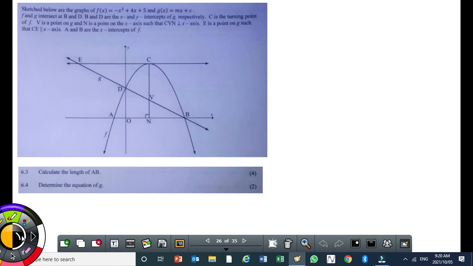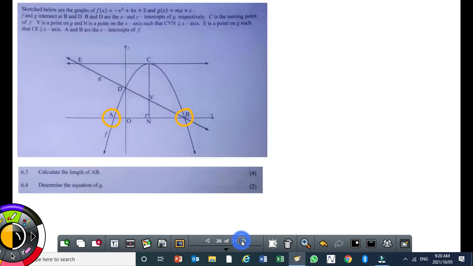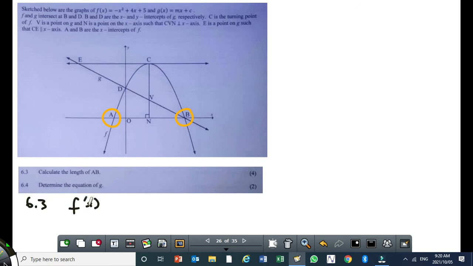Calculate the length of AB. The good thing is, to calculate the length of AB, you have to determine the x-intercepts. I found them by using method 3. So I found those x-intercepts, which means what I did here, under method 2, I'm going to repeat it because I need to find the length, right? Although don't worry, I'm going to just repeat it quickly. Right, so 6.3 with f of x equals minus x squared plus 4x plus 5. So we substitute y equal to 0 or f of x equal to 0.